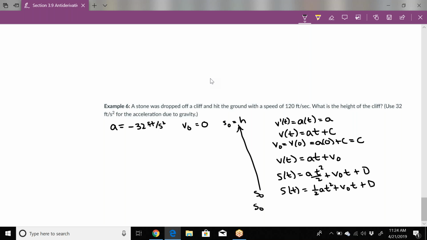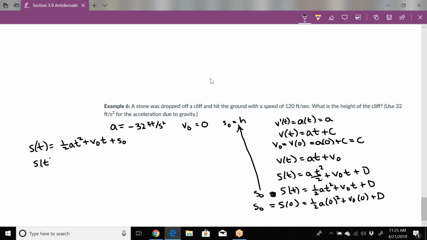because s of 0 for the position function, let's prove it, equals 1/2 a times 0 squared plus v sub 0 times 0 plus d. So that means that we can rewrite this position function as s of t equals 1/2 a t squared plus v sub 0 t plus s sub 0. So this is what we call a standard projectile motion function. And notice now we can put an acceleration here, and we can put in our velocity that we know, and then we can use that to help us find this height.